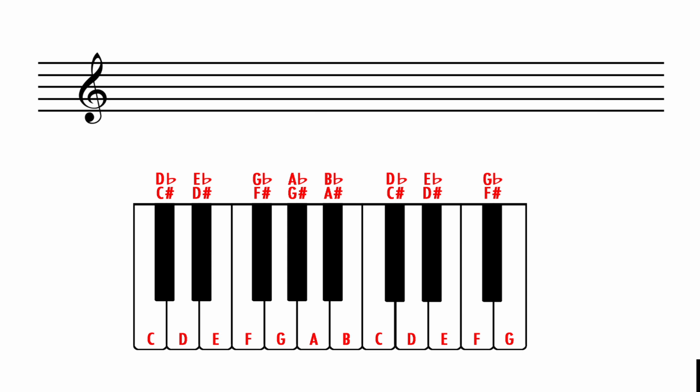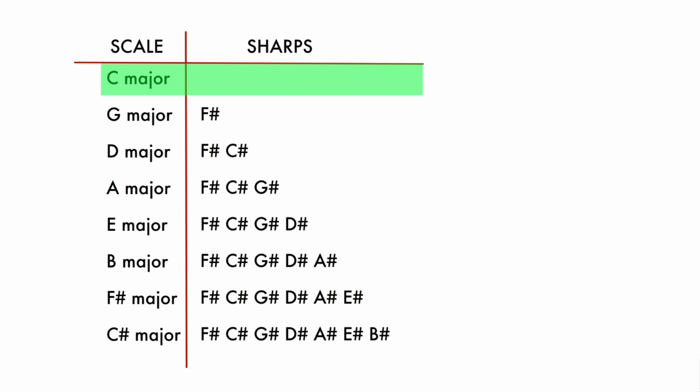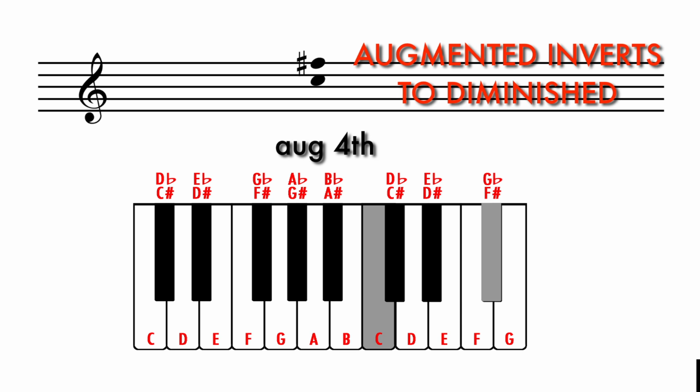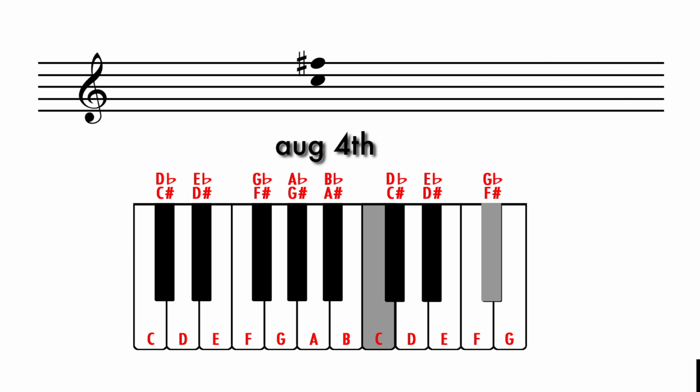Last example, if we have two notes C and F sharp, we count the note names and refer to the major scale chart. You will see that this is an augmented fourth. The F has been raised by a half step. I also mentioned earlier that augmented becomes diminished when inverted and diminished becomes augmented. Also that a fourth becomes a fifth and a fifth becomes a fourth. So therefore, this augmented fourth, when inverted, should become a diminished fifth.